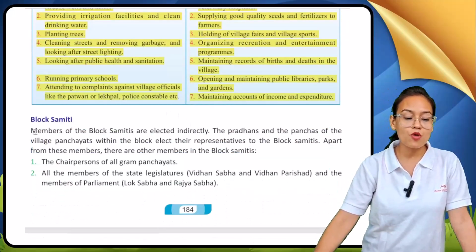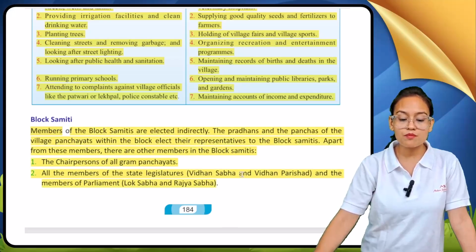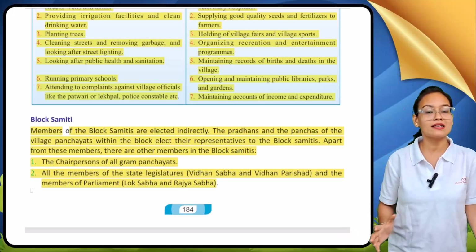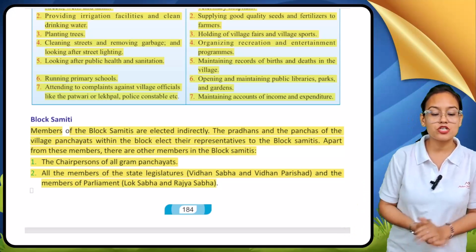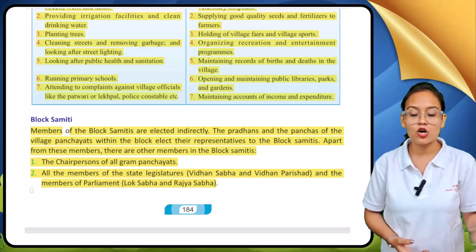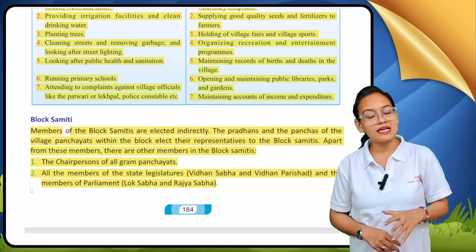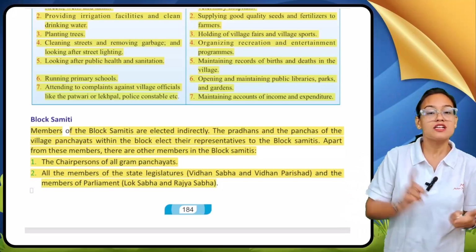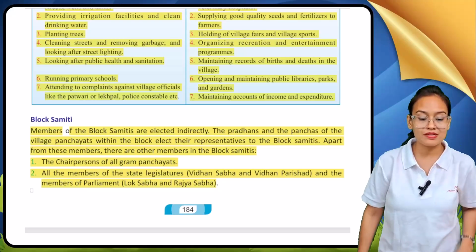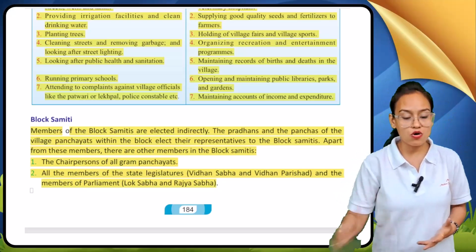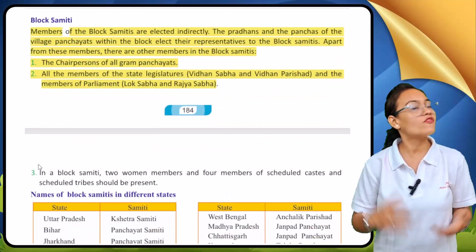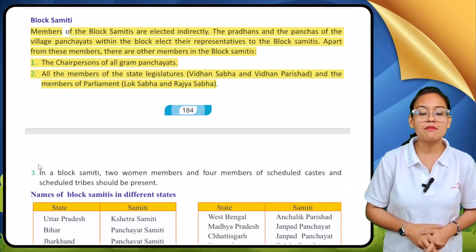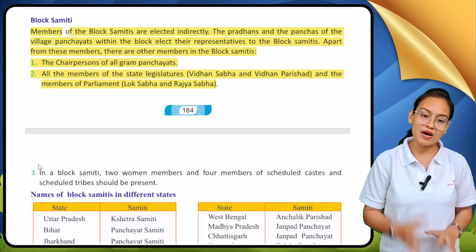Now we are going to see the block samiti. What is the meaning of block samiti? Members of the block samitis are elected indirectly. They are not elected by the direct method. The pradhans and the panches of the village panchayats within the block elect the representatives to the block samiti. Apart from these persons, many others are also present in the block samiti, like the chairpersons of all the gram panchayats, members of the state legislature like the vidhan sabha and vidhan parishad, and members of parliament, lok sabha and rajya sabha.